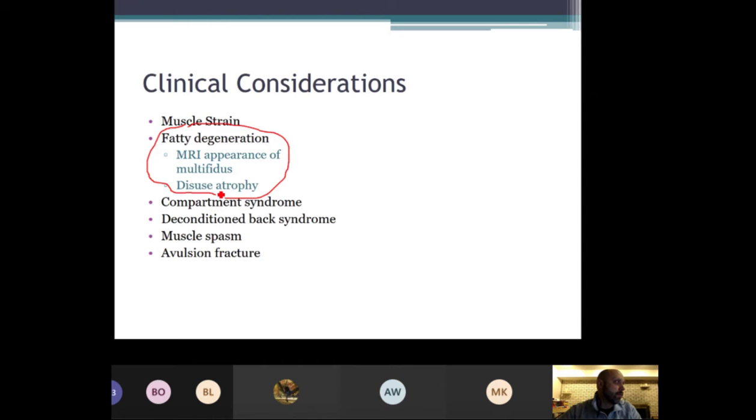And the multifidus is one that's been studied pretty extensively, and so this is one theory as to why it is so critical to have early intervention in patients with low back pain. There's pretty good evidence to support this notion that if you have an instance of low back pain, you should seek care and spinal manipulation.